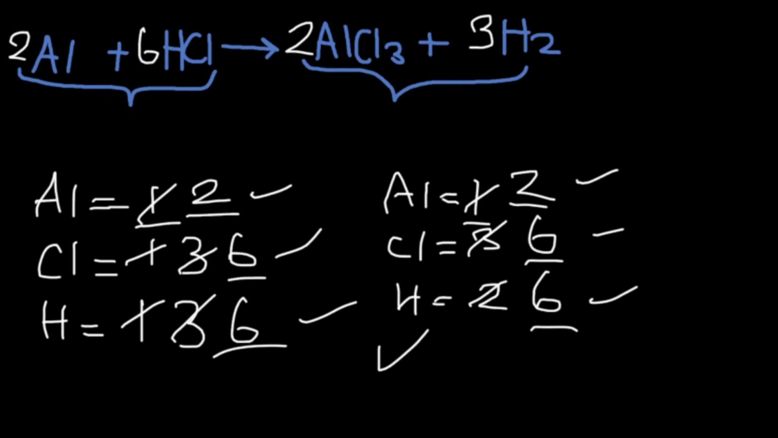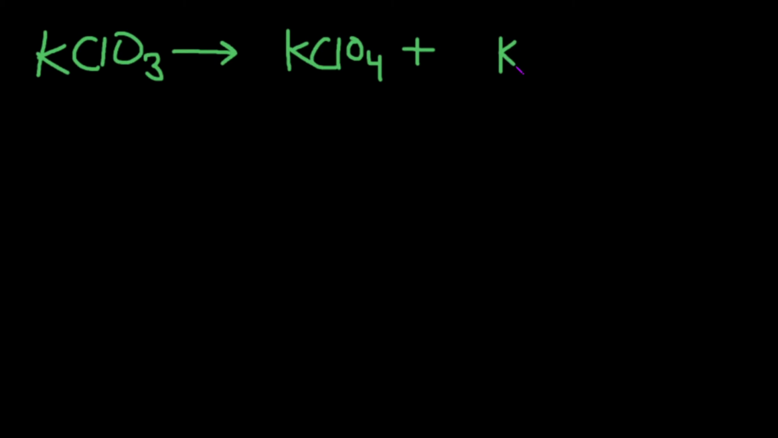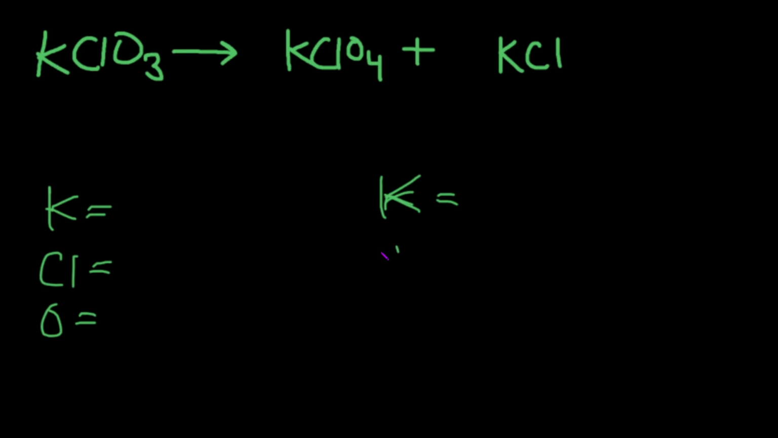Alright, let's move on to the last and final example. With this chemical equation, as you can see, it is a decomposition reaction, which is the breaking down of a chemical equation. So on the left hand side we have potassium, chlorine, and oxygen. And on the right hand side we have the same elements, potassium, chlorine, and oxygen.